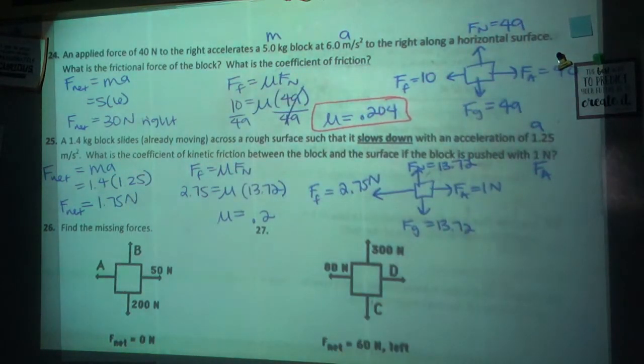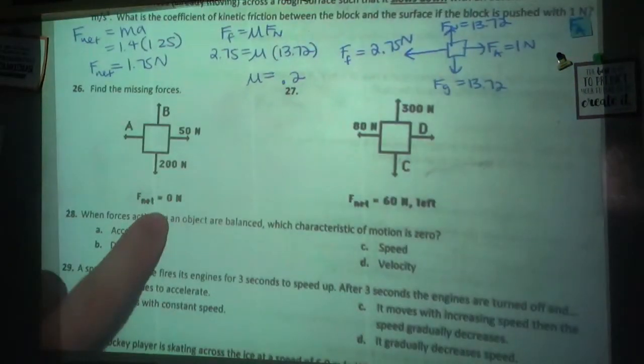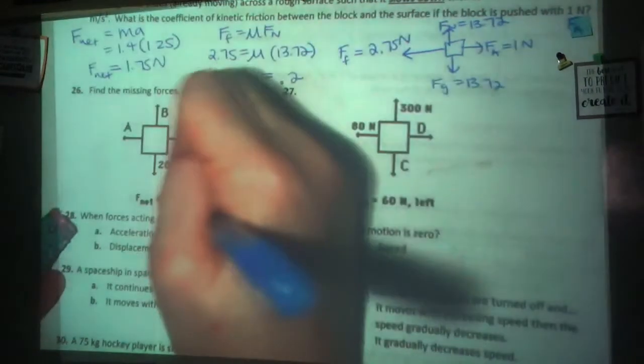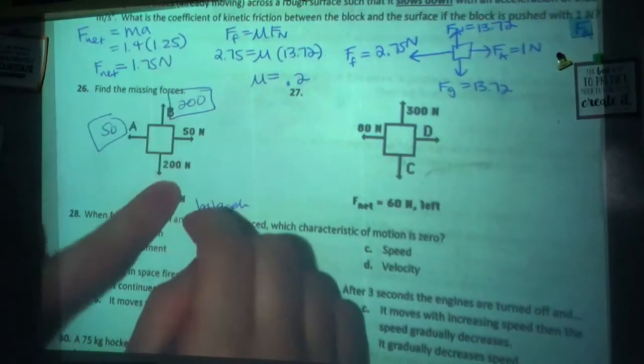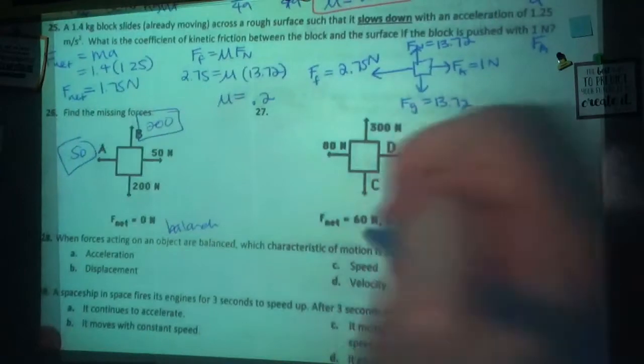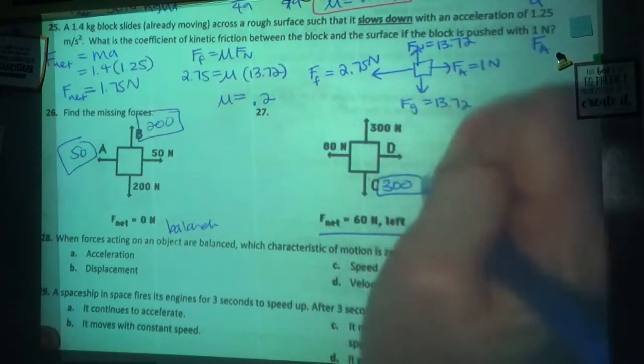26, I'm finding the missing forces, but I've been given the net force. So if my net force is 0, that means they're balanced, or they all cancel out. So then A had to be 50, and B had to be 200, because 50 and 50, and 200 and 200 cancel. For this one, I want a net force to the left, so that means up and down cancel, so you would have to be 300 newtons.